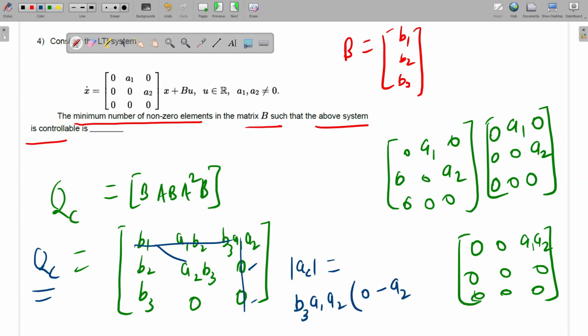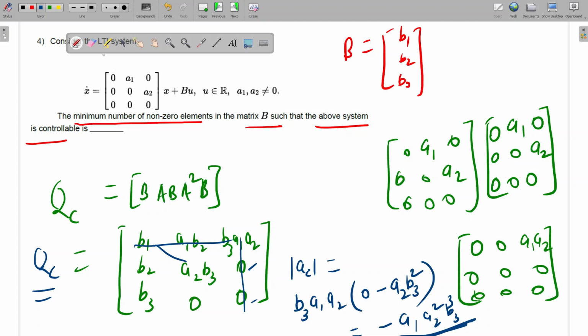A2 B3 square is correct, no? Yes, yes. A2 B3 square. So total will be minus A1 A2 square B3Q, correct? Minus A1 A2 square into B3Q. So this will be the final determinant value.